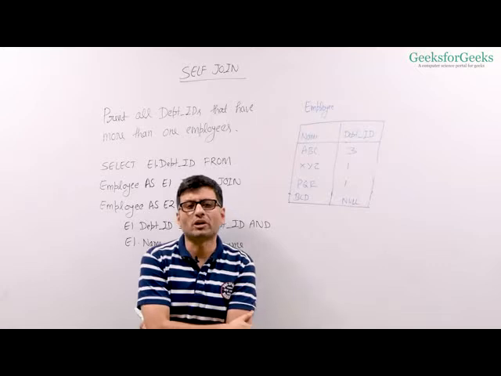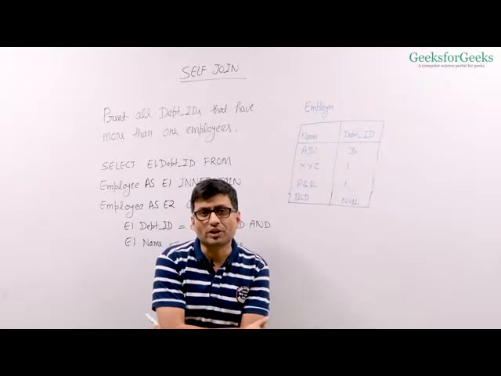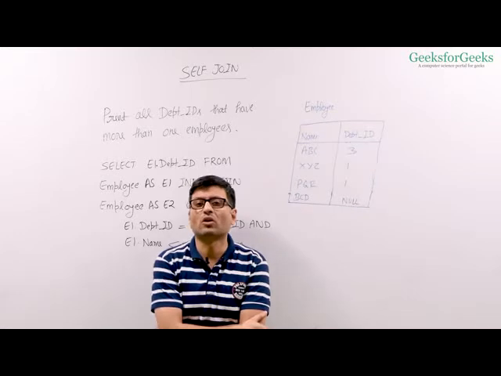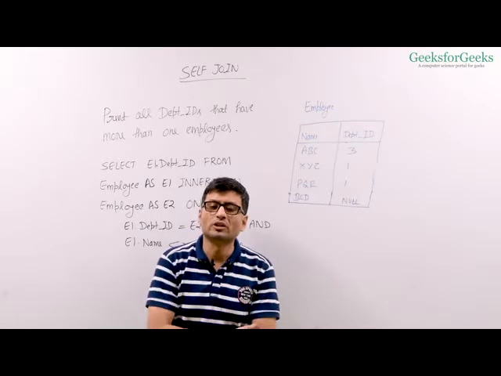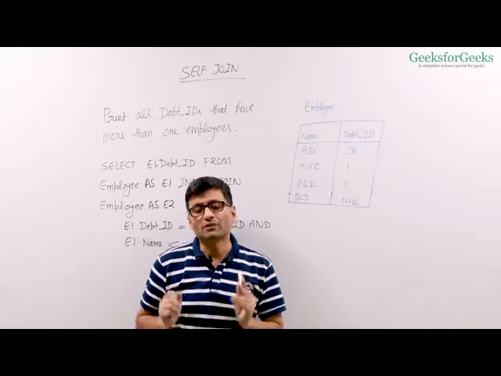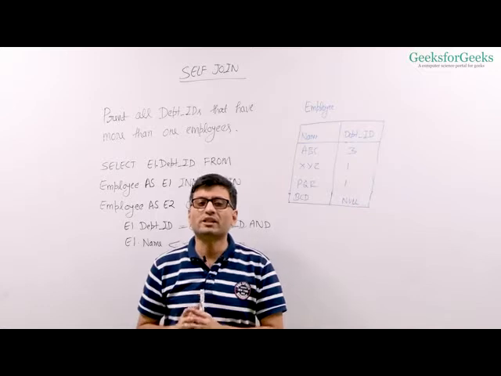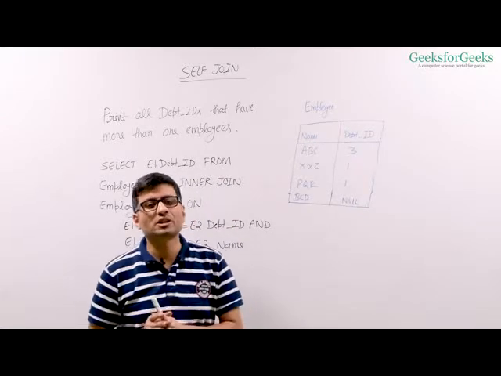Let us now talk about the next join, which is self join. Self join is a join where you perform join on the table itself. Your left and right tables are both the same. Self join can be an inner join or it can be an outer join. Let's understand the example of self join with this query.